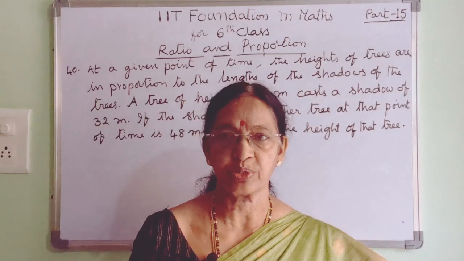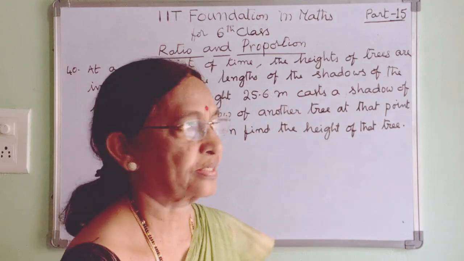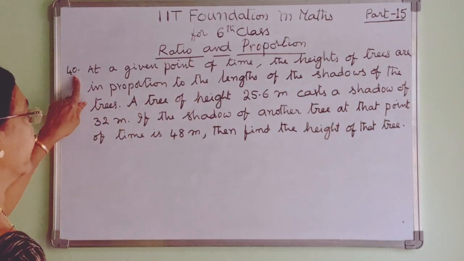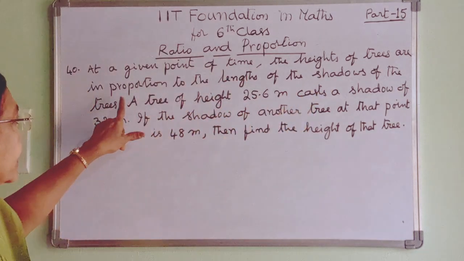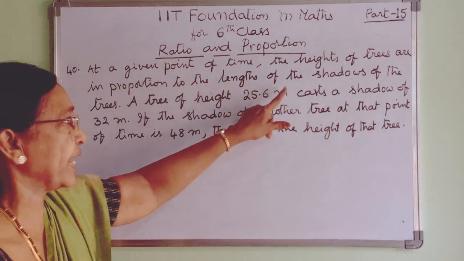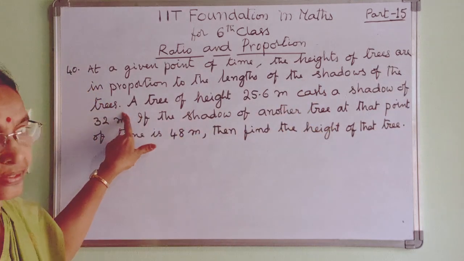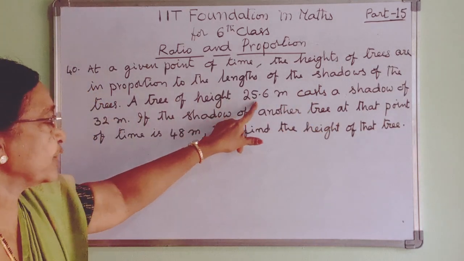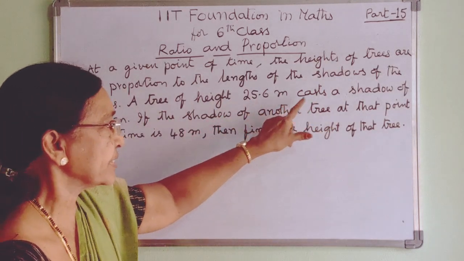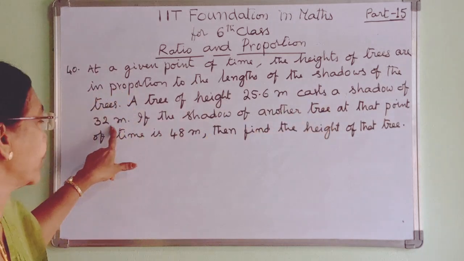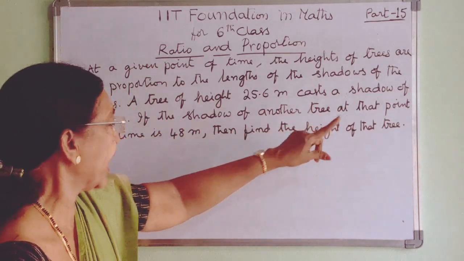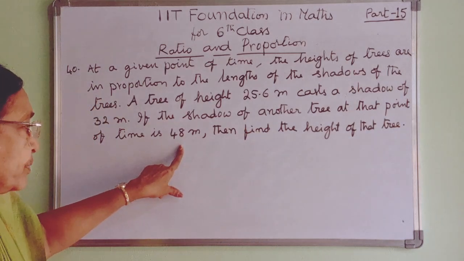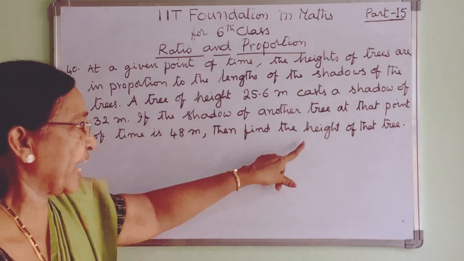Chapter 5, Ratio and Proportion. Exercise, 40th problem. At a given point of time, the heights of trees are in proportion to the lengths of shadows of the trees. A tree of height 25.6 meters casts a shadow of 32 meters. If the shadow of another tree at that point of time is 48 meters, then find the height of that tree.